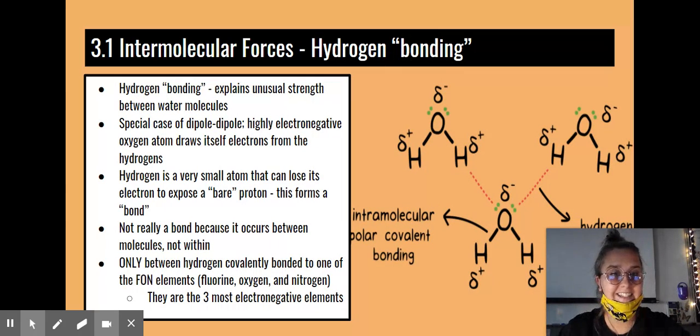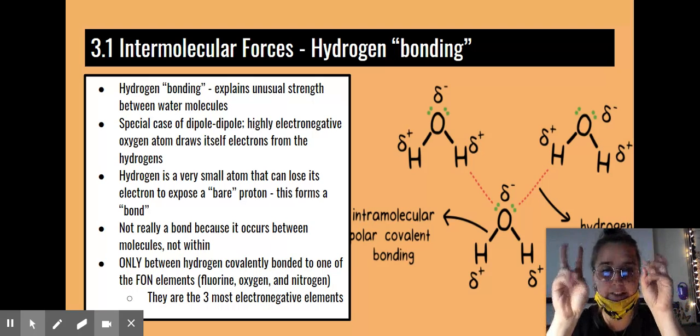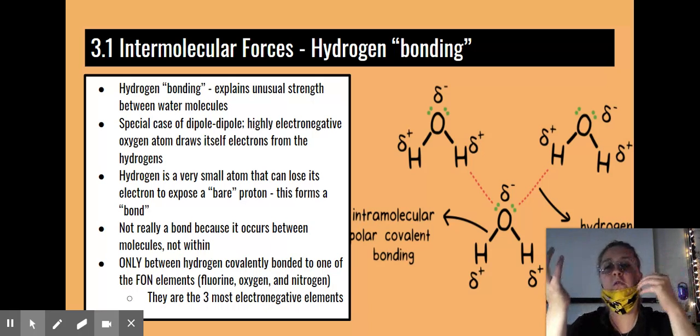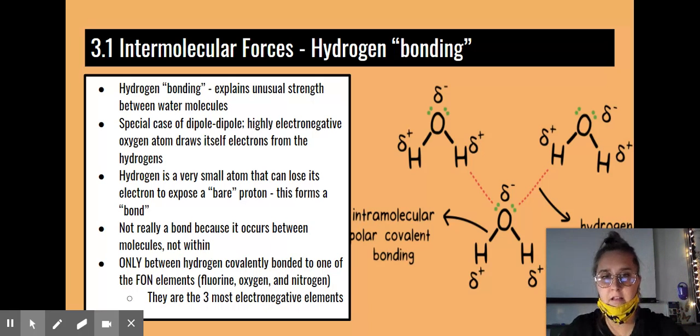Okay, now these are going to be our strongest. Well, fairly strong bonds. These are hydrogen bonding. And I do the quotation marks because, of course, they're not actually bonds because they occur between molecules, not within a molecule. So this type of force actually explains the unusual strength between water molecules. So it's a special case dipole-dipole situation, actually.